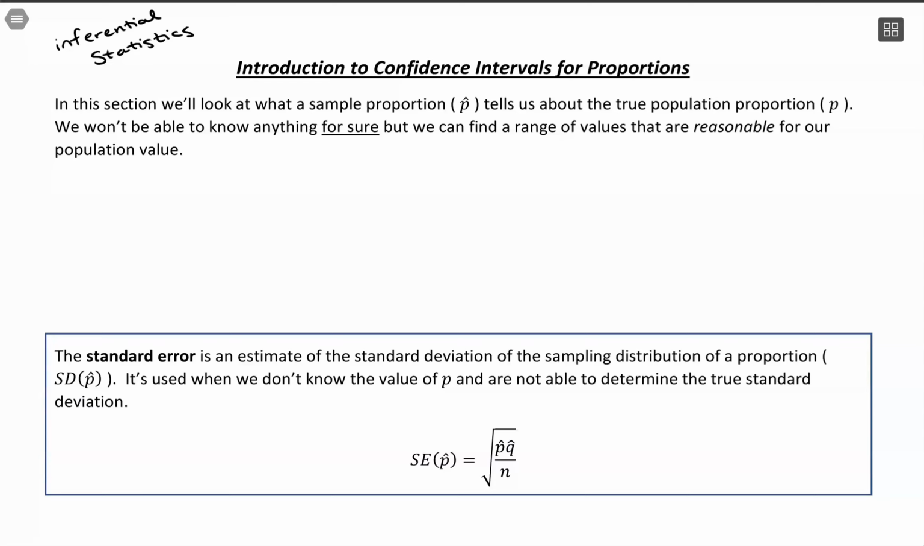Starting with confidence intervals, now we're getting into inferential statistics. What we want to see is, if we collect some sample data, what does that tell us about the population? Now in our course, we're going to really focus on proportions and working with, if we have some sample proportion, what does that tell us about the proportion for the population? So what we want to see is what some sample proportion, which our notation is p hat, tells us about p.